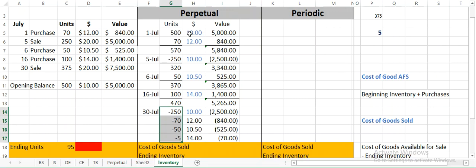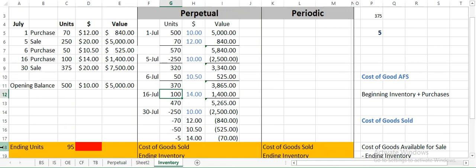We sold 250, the remaining 250 from this 500 balance. Then we sold the full amount of the 70. Then we sold the full amount of the 50 and 5 out of the 100. Keep in mind, if we take 5 from 100, we get 95. So 95 is left over from this particular layer, and that represents our ending balance.